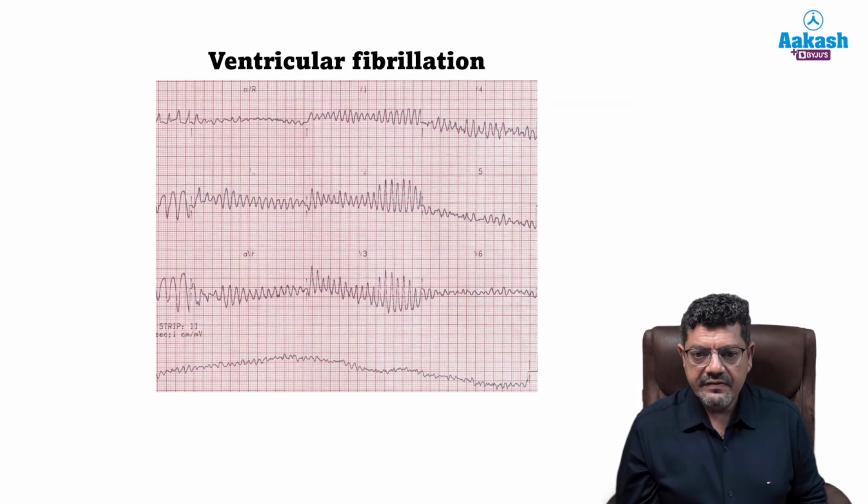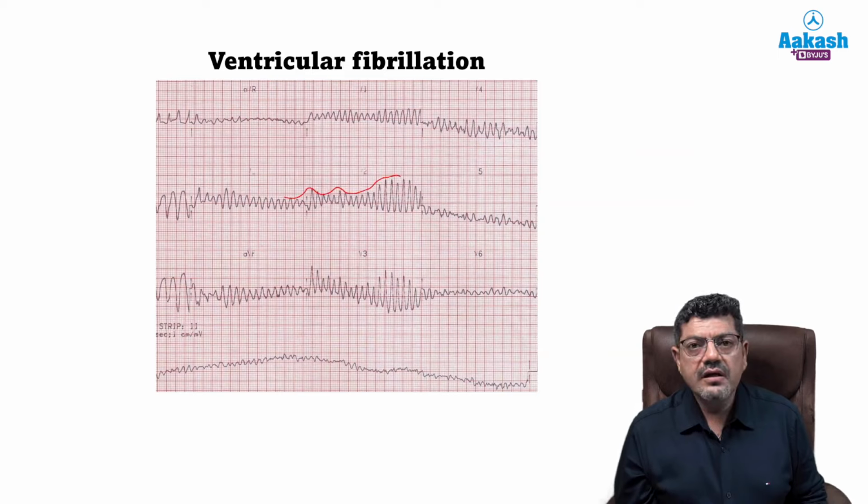So a VF is chaotic complexes, irregular in amplitude. See, the amplitude is very, very variable. There are no recognizable P waves, QRS complexes, or T waves. Wide complexes without any recognizable waves of varying amplitude. That's what a VF will look like.